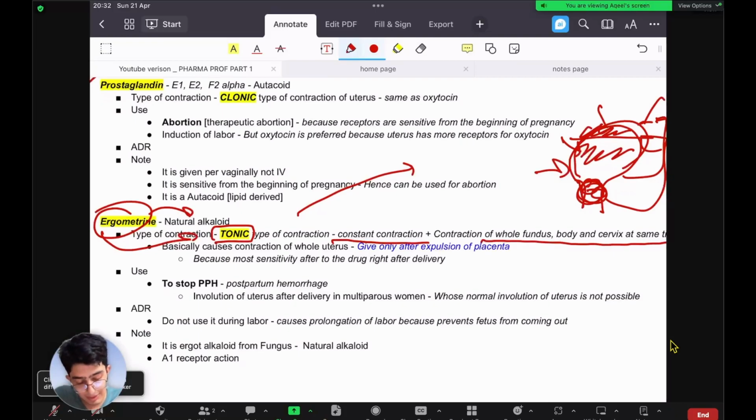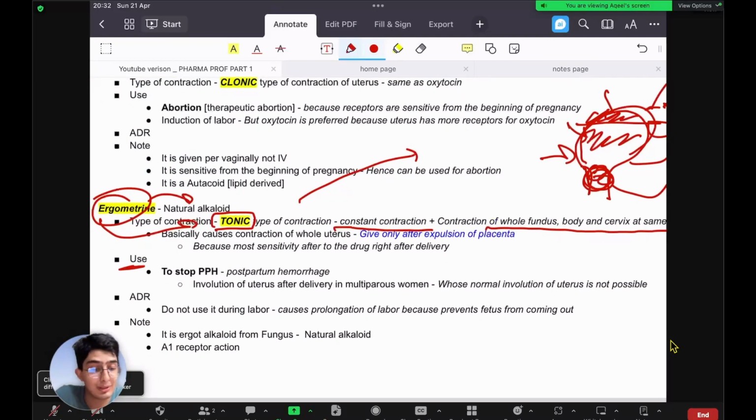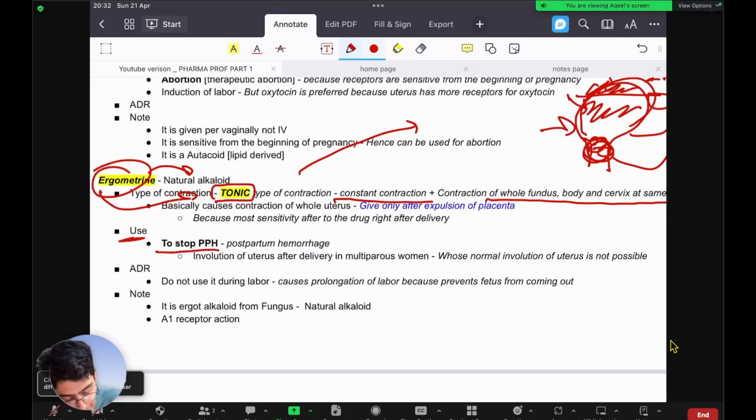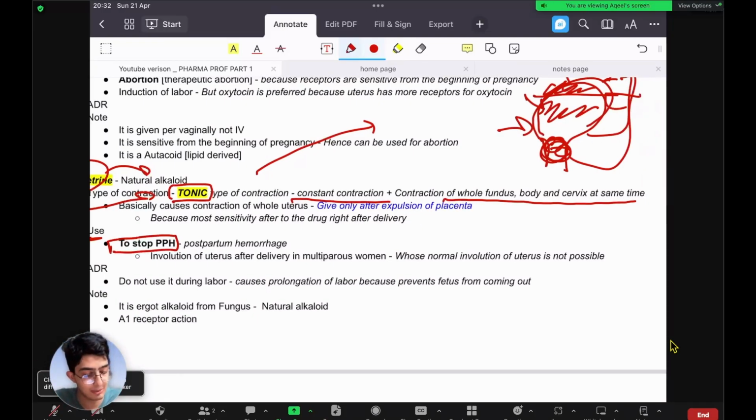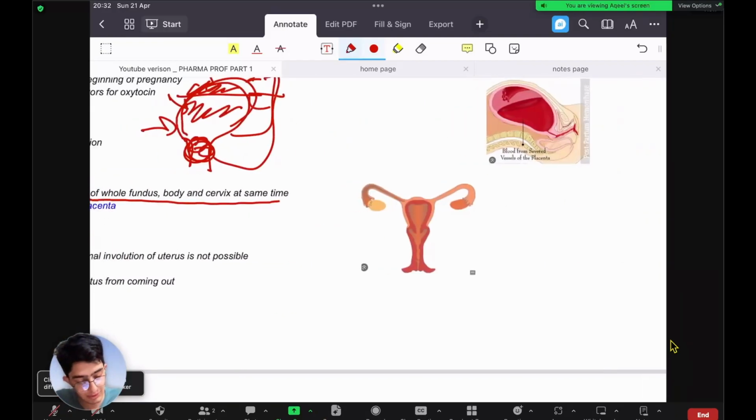So what is the use of ergometrine? I mean, if it's a drug, if it doesn't have a use, why are we even studying it, right? So what is the use of ergometrine? The most important use of ergometrine is to stop postpartum hemorrhage, right? In the prostaglandin video I discussed postpartum hemorrhage. In this video too I'm going to go over it very quickly.